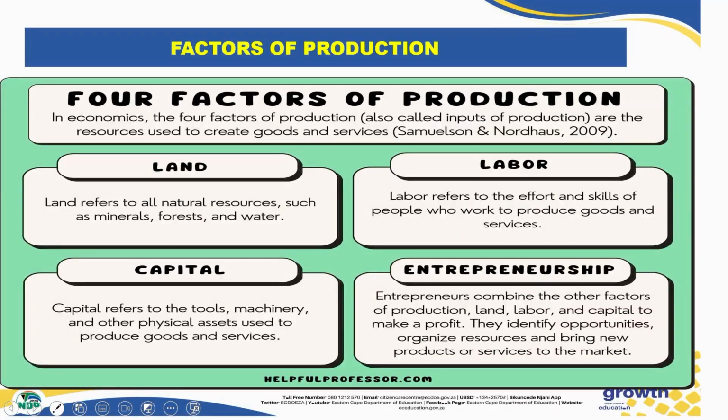Now, let's talk about the factors of production, where we talk about the land, labor, capital, and entrepreneur. We say land refers to all natural resources such as minerals, forests, and also water. Any free gift of nature is called the natural resources.